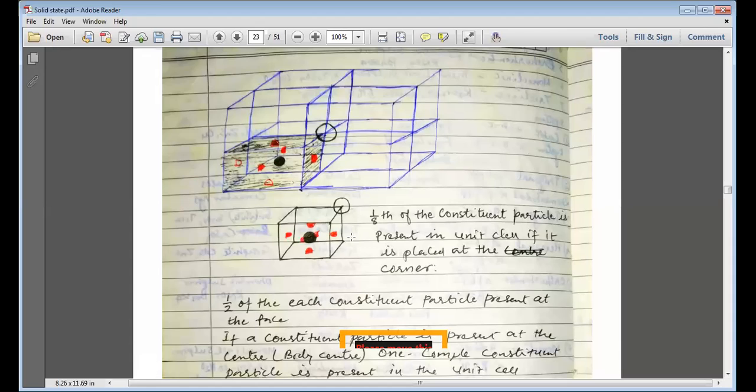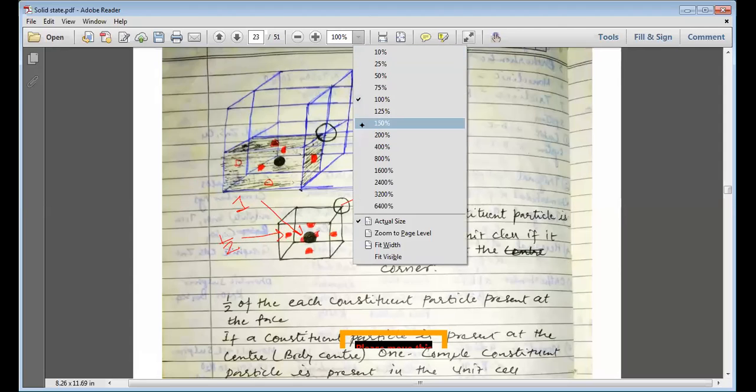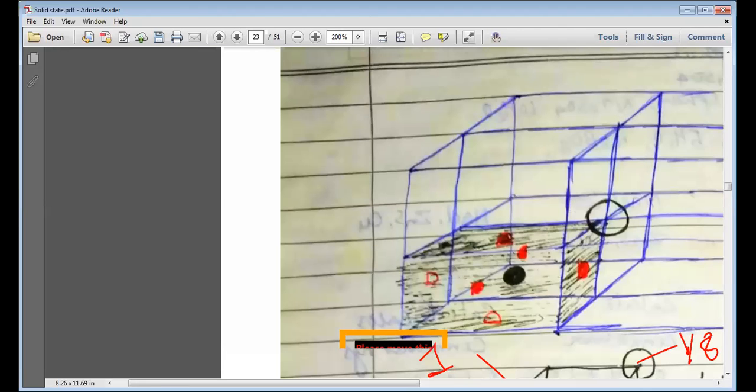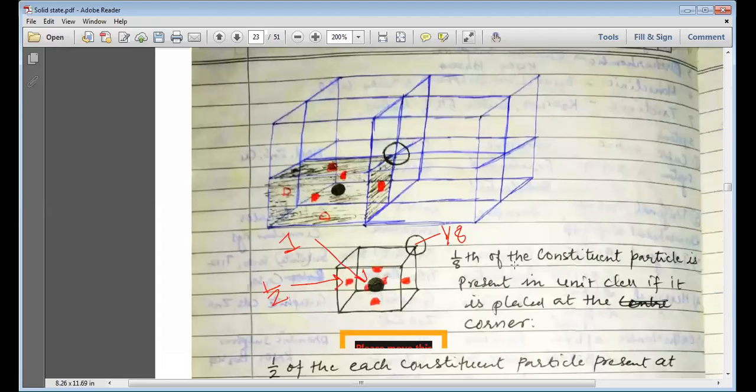This complete particle, or this whole particle, or one part of this particle is present in a given unit cell. So my dear students, if the particle is present at the corner, we can say it is 1/8 present. If the particle is present at the face, it is 1/2 present, and if the particle is present at the body center, a complete one particle is present in the unit cell. So that is what I really wanted you to understand so that we can discuss it better. I hope, my dear students, you understood it well.